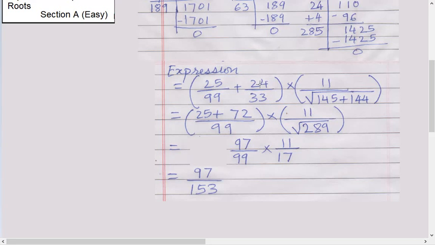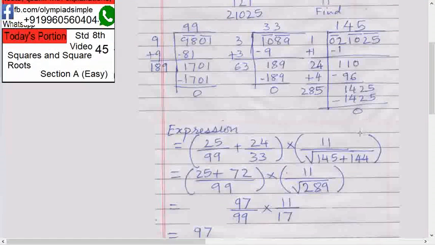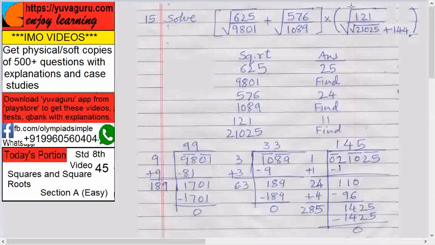Plus 24 upon 33 into 11 upon, now this square root as a whole. See here, this square root was this one, this full square root it was. Now 121 has come out of this square root, so it has become 11. So this square root will go to the whole denominator now. So it has gone to the whole denominator, and this is 145, which was earlier square root of 21025.